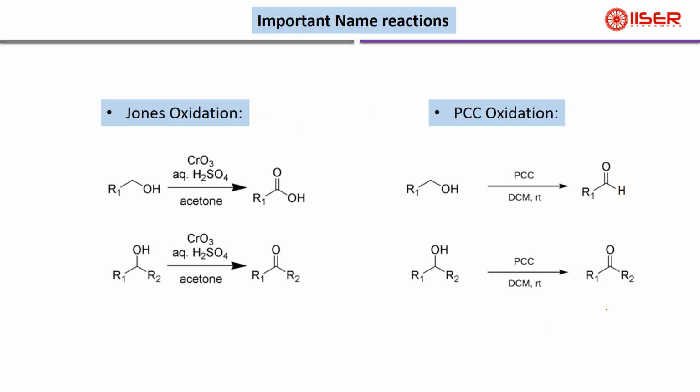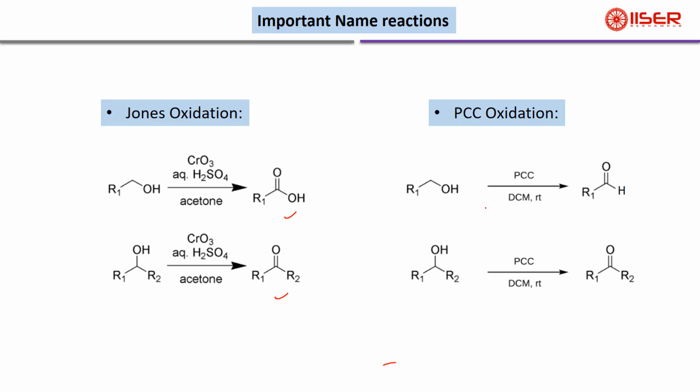Next is Jones oxidation or PCC oxidation. Jones oxidation is catalyzed by chromium oxide and H2SO4. If it is a primary alcohol, it will give acid. If it is a secondary alcohol, it will give a ketone. Whereas in case of PCC oxidation, the reaction is a bit controlled.